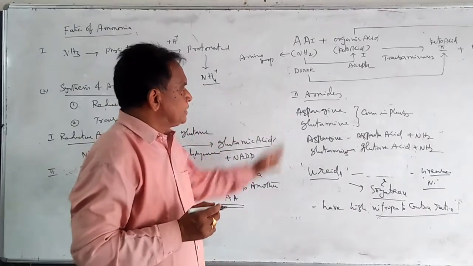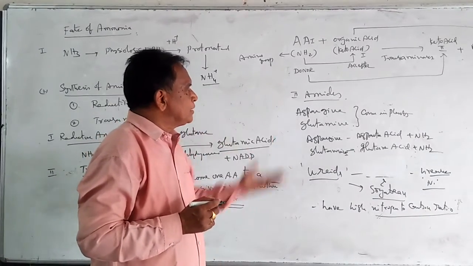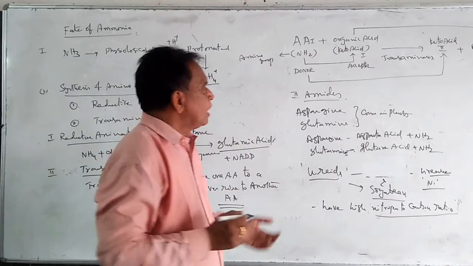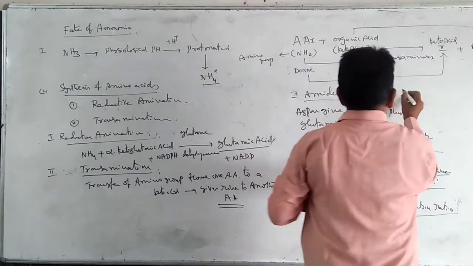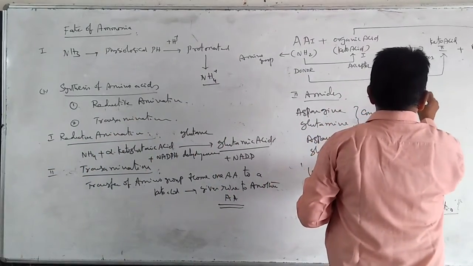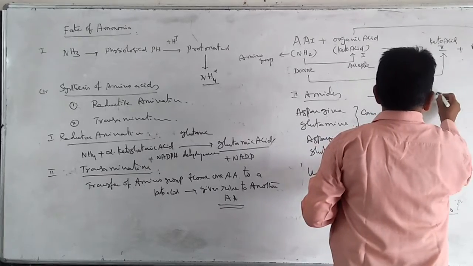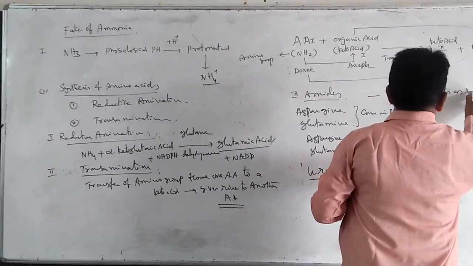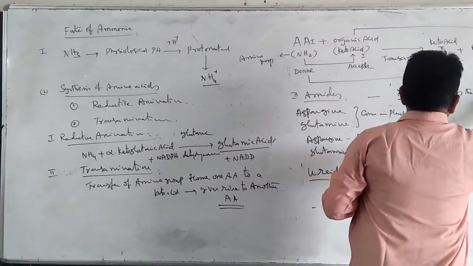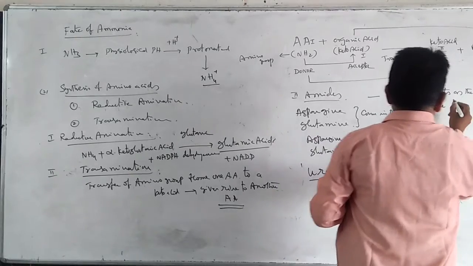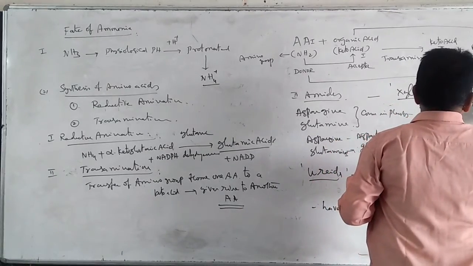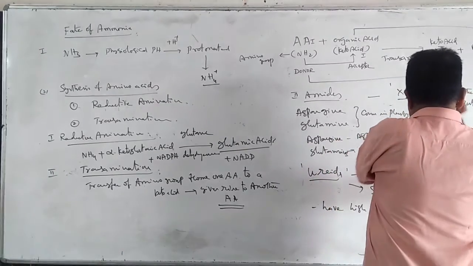And all these amides, whether it is asparagine, glutamine or ureides, are exported through the xylem. Xylem acts as the channel for the export of amides.